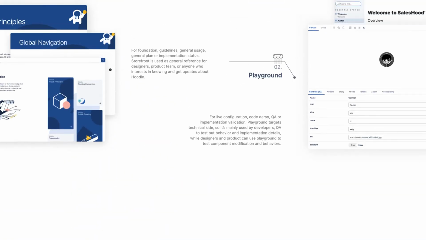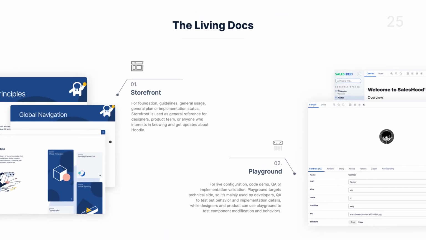Here we have the living docs. What it means to stay involved with the components: we have two kinds of docs. First, the storefront is a storage for the foundations, the guidelines, the general usage of components, and the previews. Its audiences are the product team, design, or any member who wants to know about the backbone, the concept, and theory of the design system.